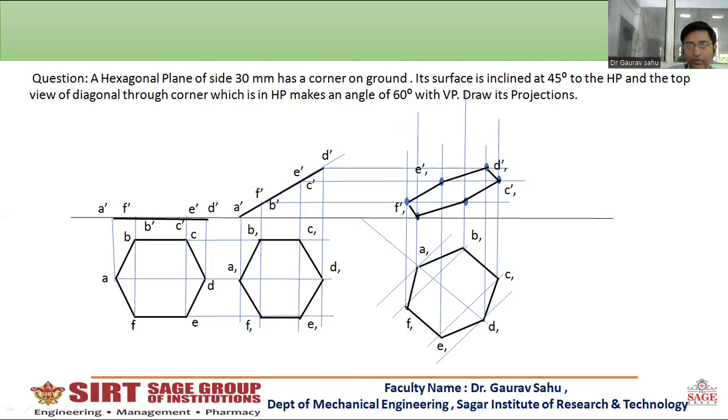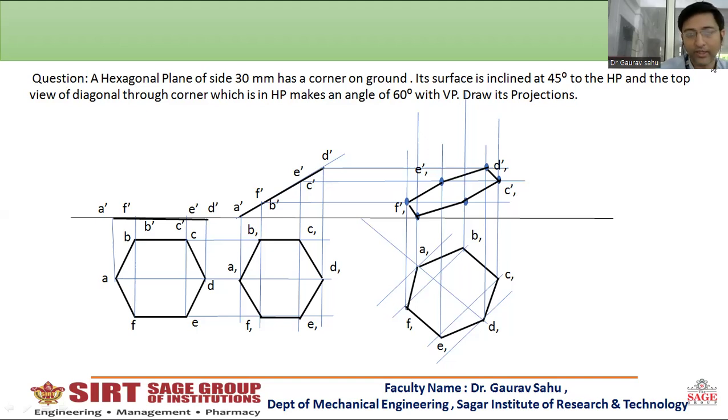Dear student, you can see that the question is like this: a hexagonal plane of side 30 mm has a corner on the ground, and its surface is inclined at 45 degrees to HP, that is the horizontal plane, and the top view of the diagonal through that particular corner, which is on the ground, makes an angle of 60 degrees. So what the question is saying is that you have a hexagonal lamina, and that hexagonal lamina rests by a corner on HP.